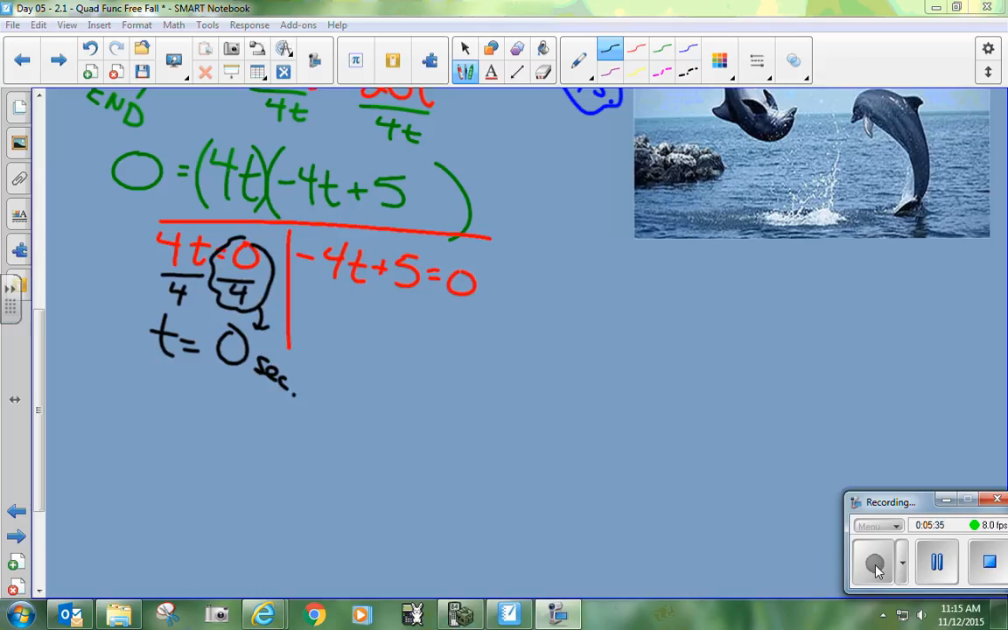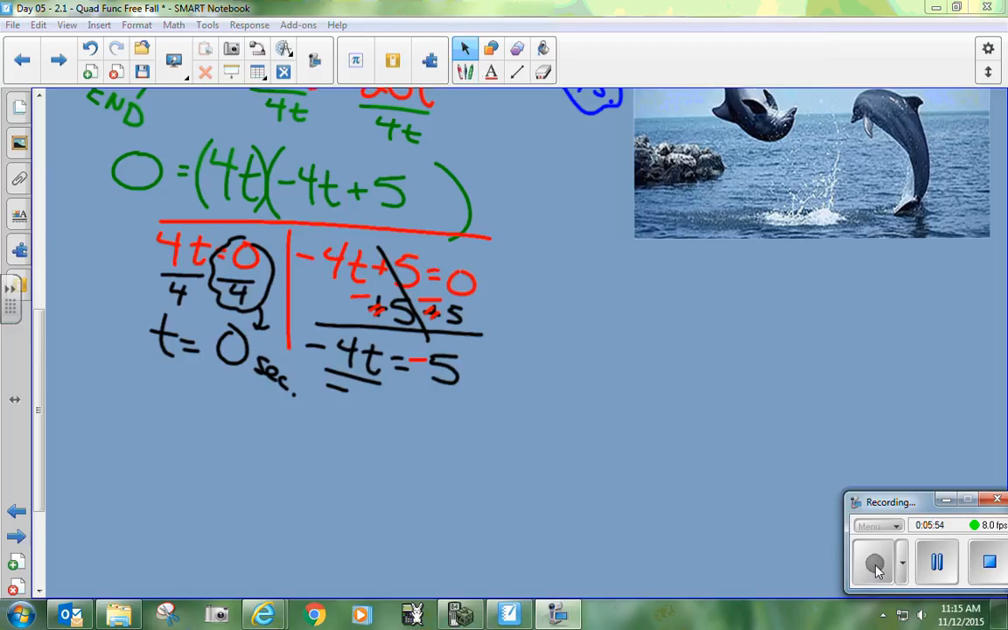And what about this? Add 5. And then what? Divide by -4t. You got that. -4t equals 5. If I divide by -4, well, we said add 5. We got to subtract 5. This should be subtraction.